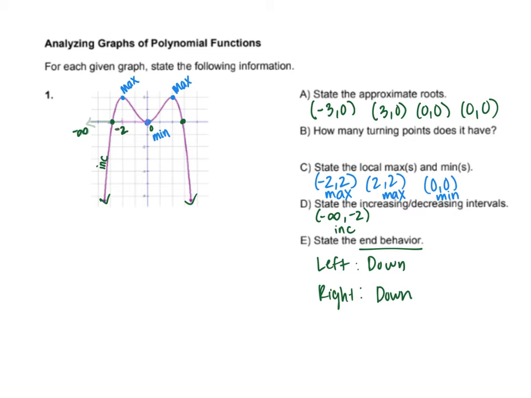So from -2 to about 0, this is decreasing. And just like before, I'm going to be using parentheses here. In fact, all of these increasing and decreasing intervals, you're going to use parentheses. Then afterwards, from 0 on up, this is increasing until we get to x equals 2.